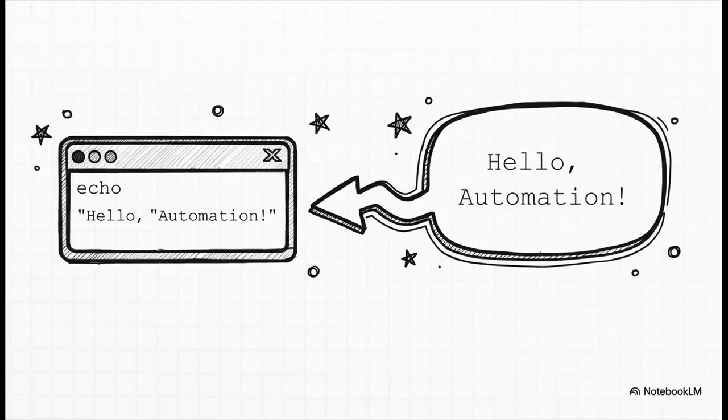Okay, shebang is in. Now for the actual command. We're going to start with something really simple, the echo command. It echoes whatever you type after it right onto the screen. For our first script, a classic hello automation is absolutely perfect.